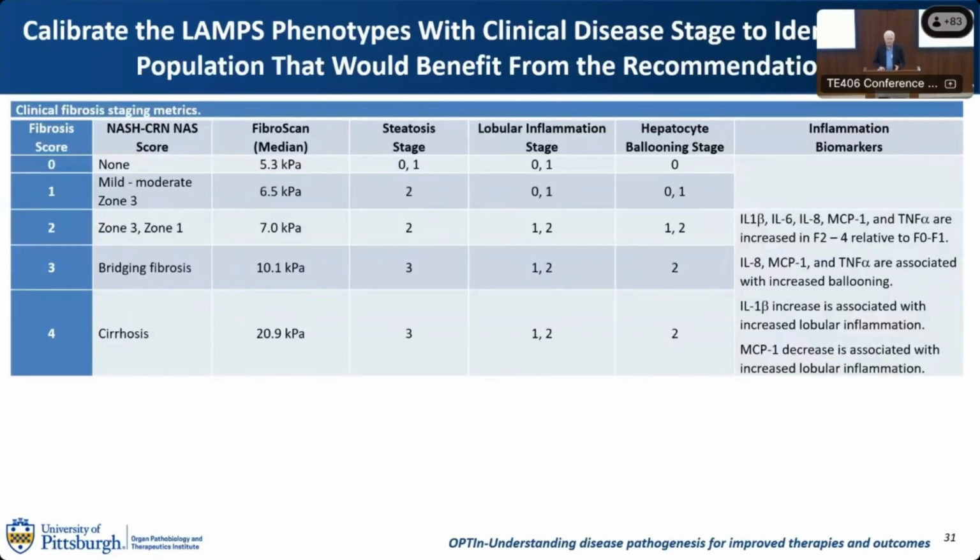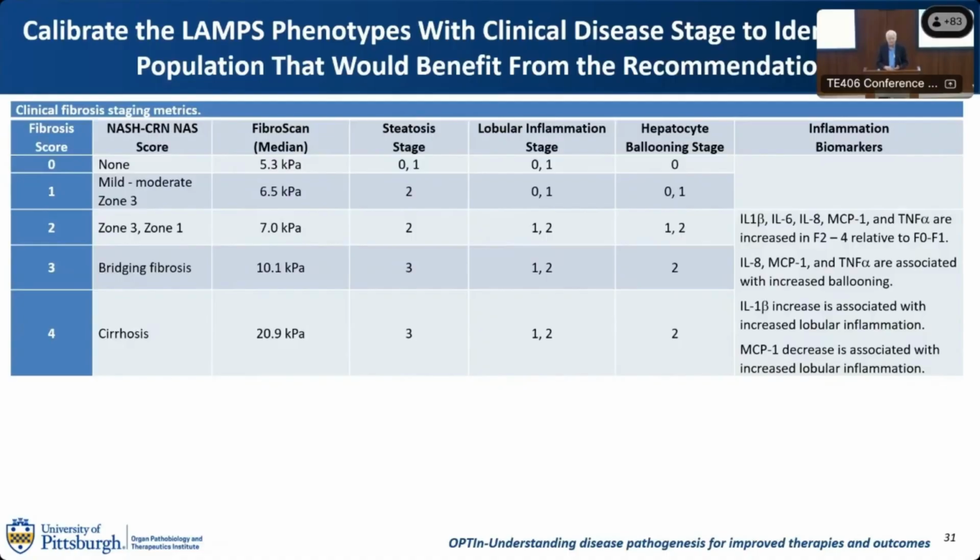Now, a very important thing is that we're dealing with an in vitro model here, and we need to identify what patients are going to benefit from this drug development tool. And so we need to calibrate our LAMPS phenotypes with the clinical disease stage in order to identify this patient population. Now, in MASLD, there are a couple of ways that they stage the disease in the clinic.